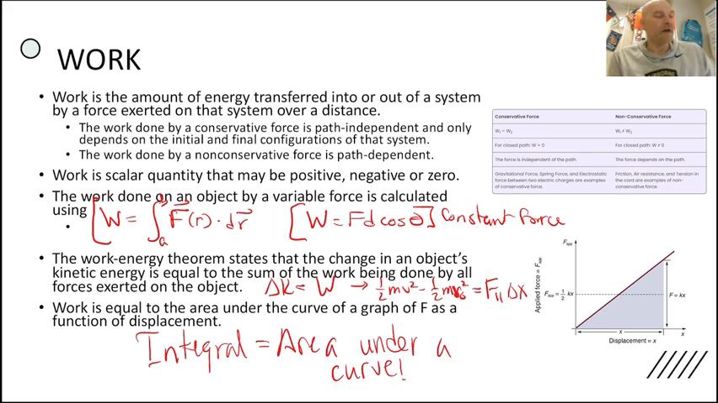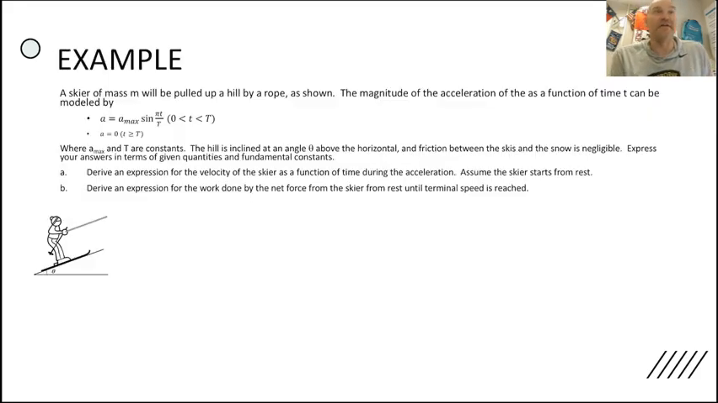Okay. So now let's look at an example problem. Again, students are always asking for calculus examples, and trust me, this is one that has that. So we're going to derive two expressions. We're given the acceleration equation, and it tells us that it's a max sine pi t over T, little t over big T.